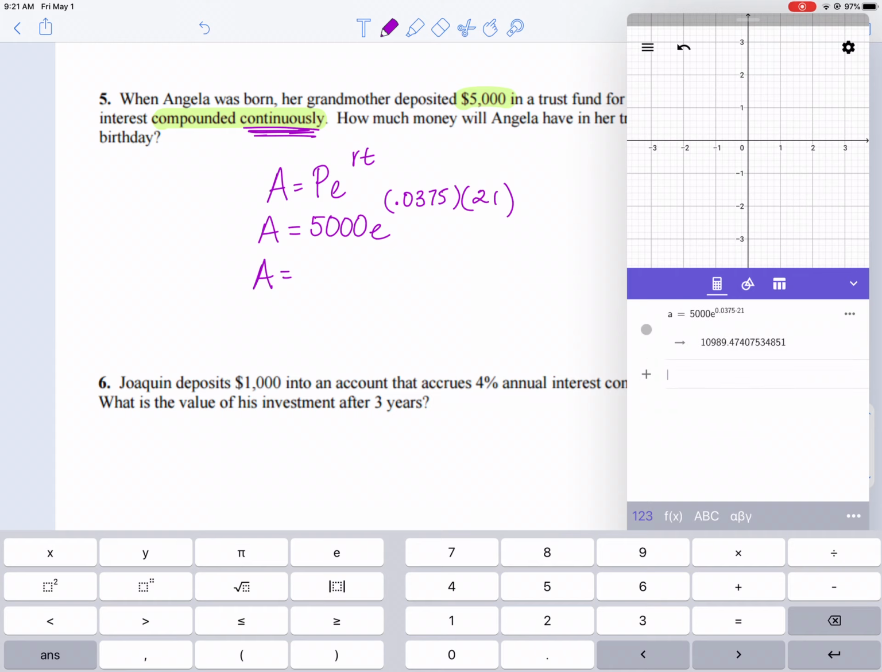So how much money is she going to have? Man, she more than doubled her money in 21 years. So she'd have $10,989.47. There's her money.